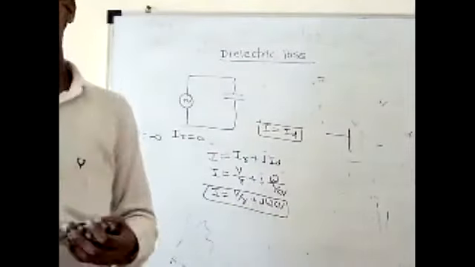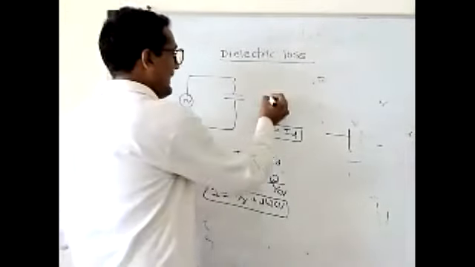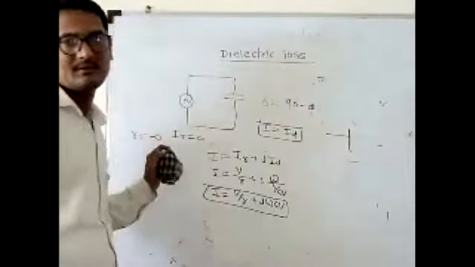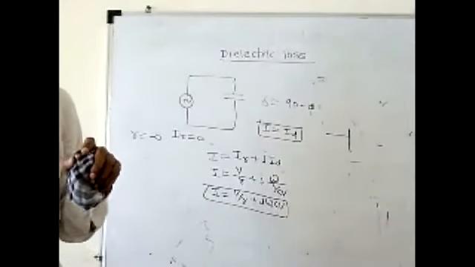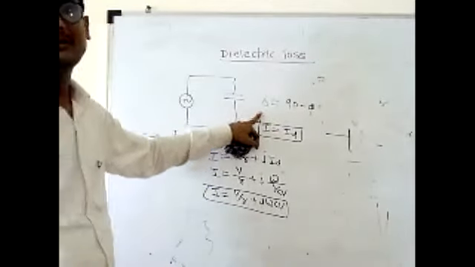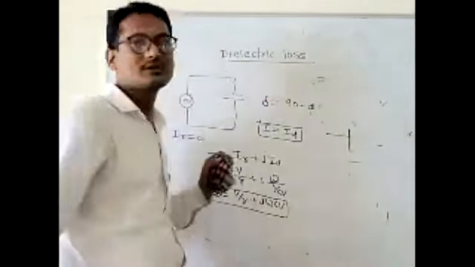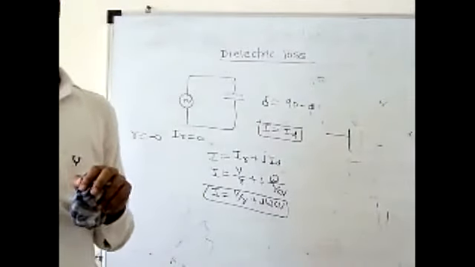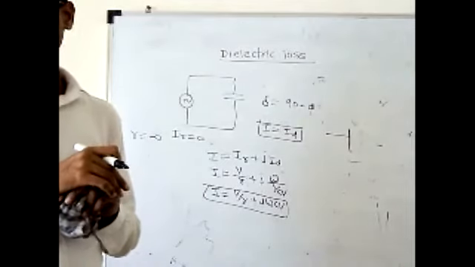Then after that, the phasor angle. By using the phasor diagram, we can define that the angle delta equals 90 minus phi, and this delta is called the dielectric loss angle. What is my delta? Delta is the dielectric loss angle.